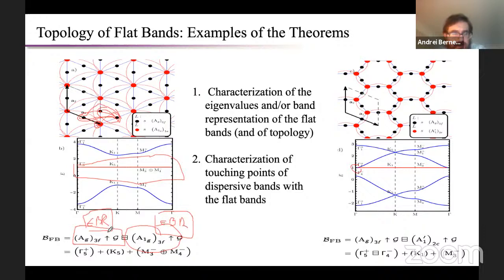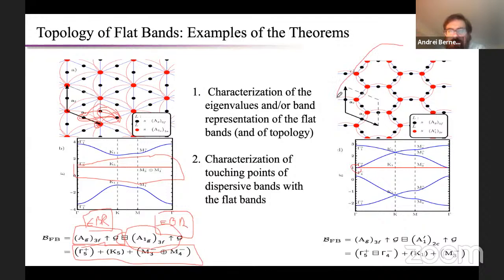find these eigenvalues. Okay. And then any model you're going to build that has this S-matrix construction, you can put in next nearest neighbor hoppings. You can put in any types of hoppings you want. Okay. You're going to get this flat band and it's going to have the same eigenvalues. The dispersion is going to be a bit different, but it's going to have the same eigenvalues. Okay.